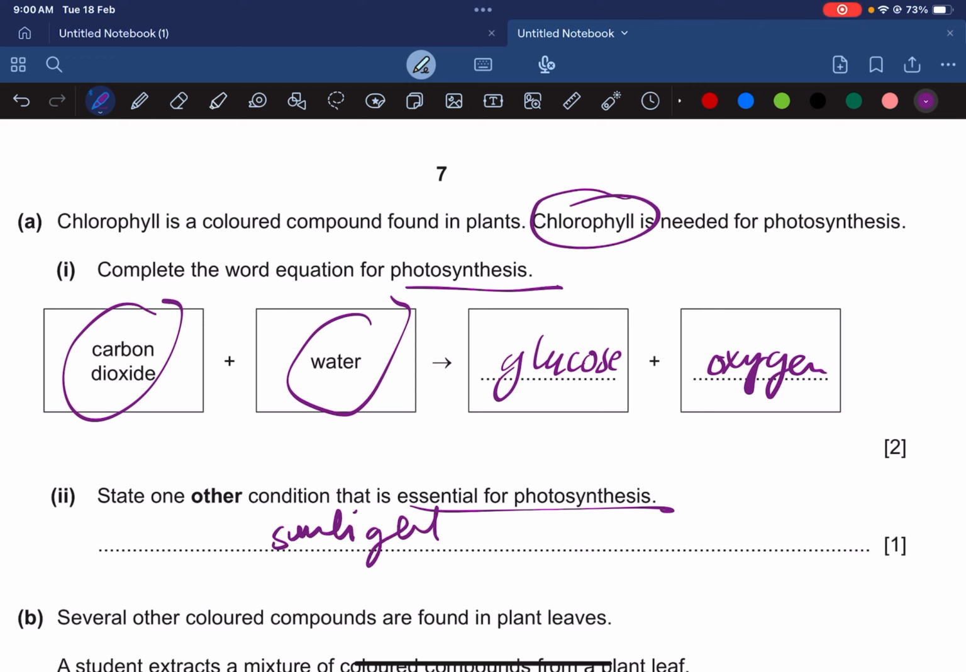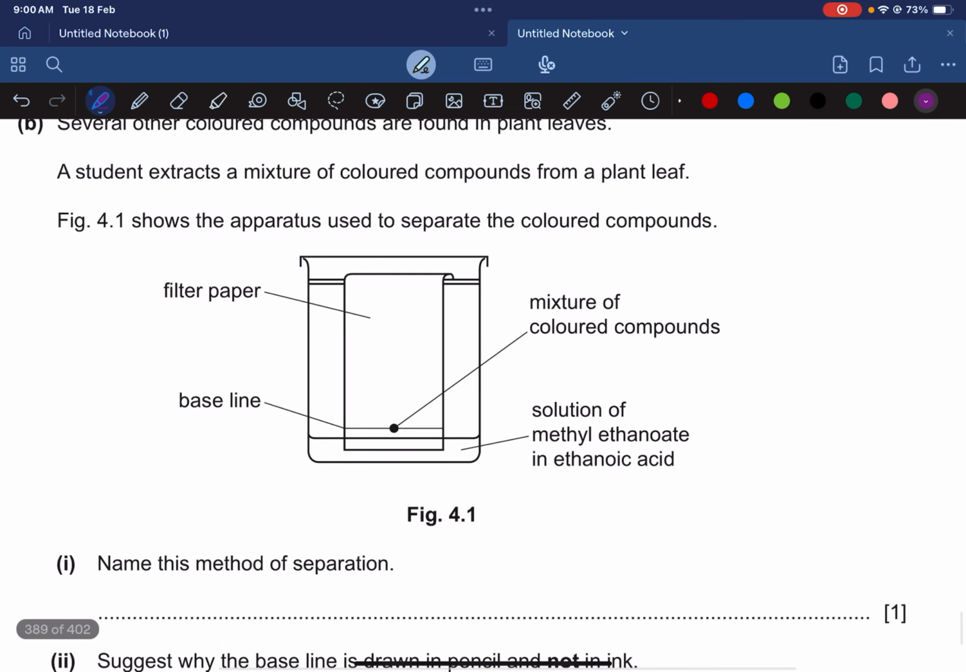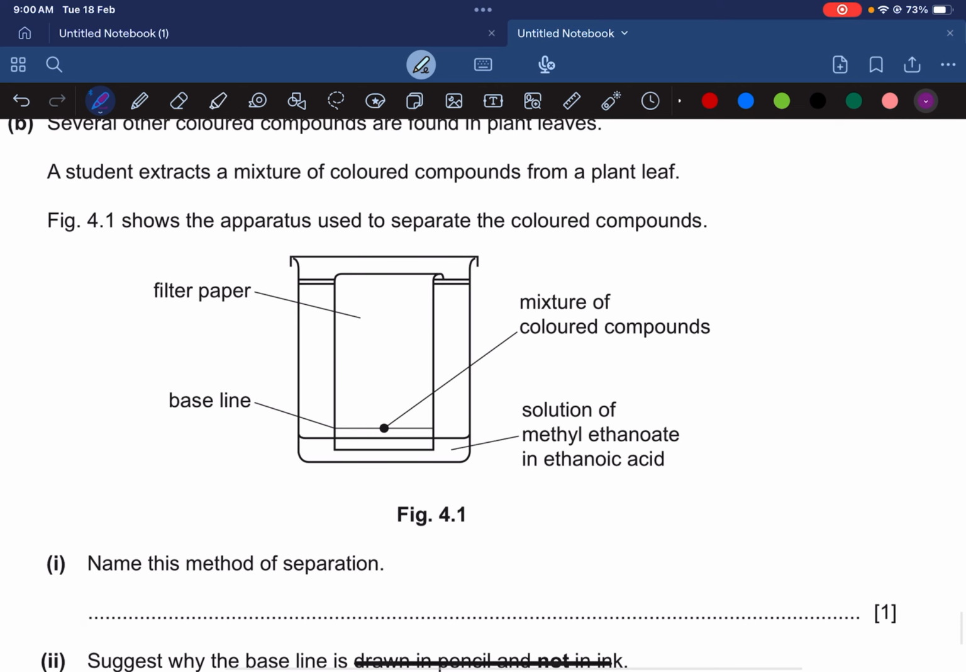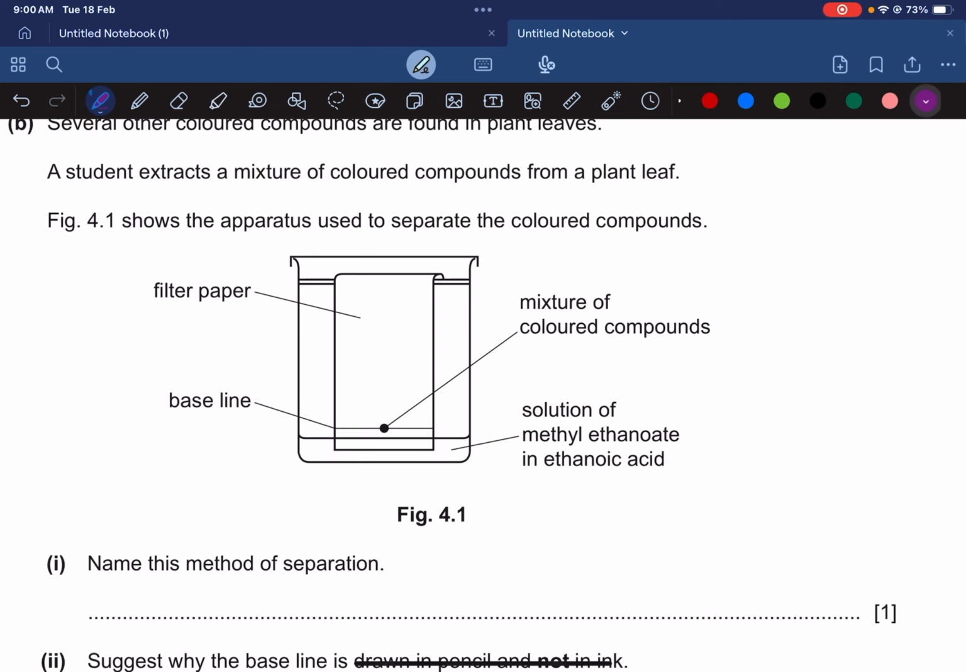Or you can simply write light. Yes, several other colored compounds are found in plant leaves. A student extracts a mixture of colored compounds in a plant leaf. Figure 4.1 shows the apparatus used to separate the colored compounds. Name the method of separation. Okay. Now this is the apparatus the student uses, and this is the solvent the student has taken. This is the mixture of the colored compounds. And name the method of separation. That is simple. Chromatography, as we can see it.